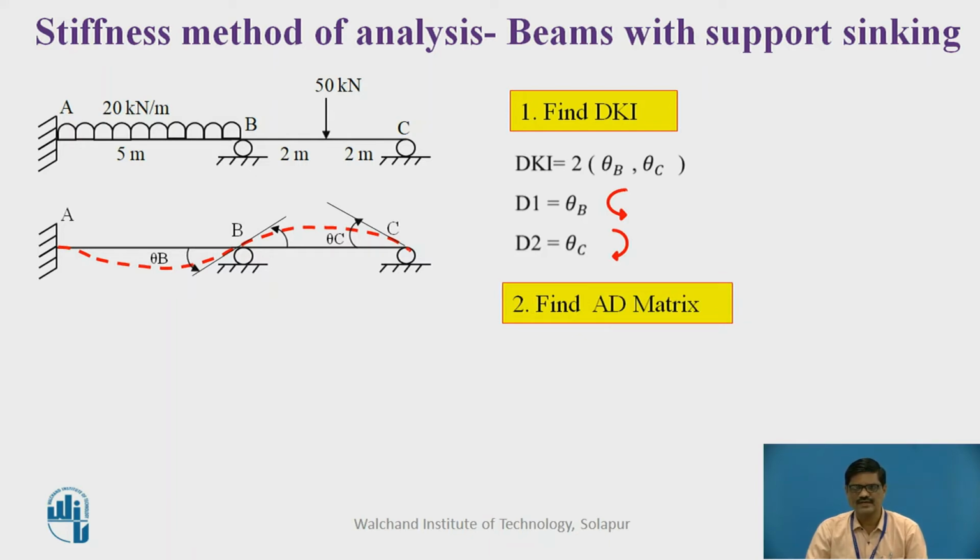Then we need to calculate the AD matrix. AD is nothing but the action force in the direction of deformations. So in the direction of theta B and theta C, we don't have any external force. Therefore, AD1 is 0 and AD2 is 0. So AD matrix is ready.